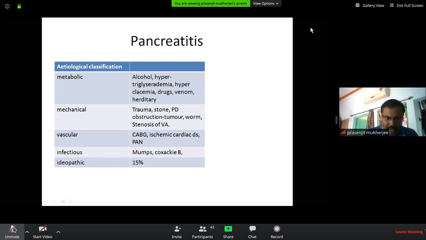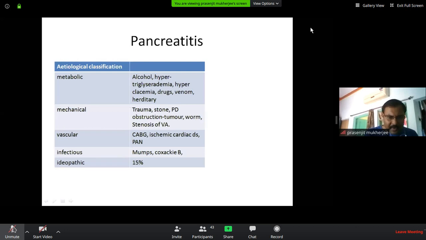So we just remember this mnemonic: M2 VI2. MVI we all know, multivitamin infusion. MVI only, M2 V and I2. This mnemonic is helpful. Metabolic: alcohol is the commonest cause of chronic pancreatitis. Hypertriglyceridemia, hypercalcemia, and drugs like thiazide, furosemide, corticosteroids, and a few anti-cancer drugs like azathioprine will be responsible for this toxicity, direct toxicity to the pancreas.